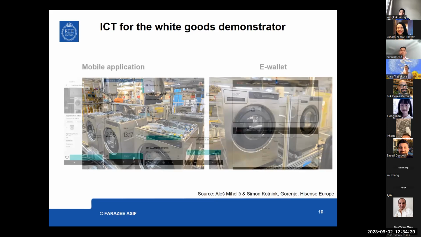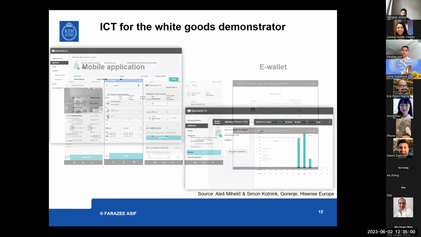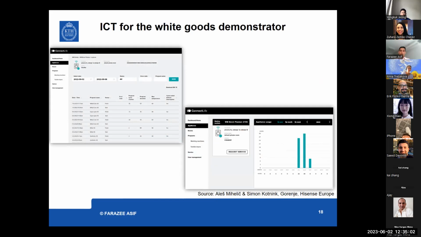Now this is two screenshots showing the customer side of the platform. So mobile app to monitor and start the program and so on, and e-wallet, for example, to buy the product or subscribe for the offer. And then this is a screenshot from the platform where this is made for the user, the service personnel, and also for the OEM.